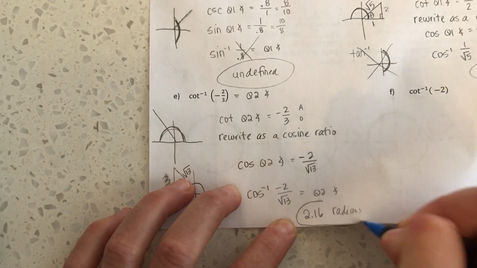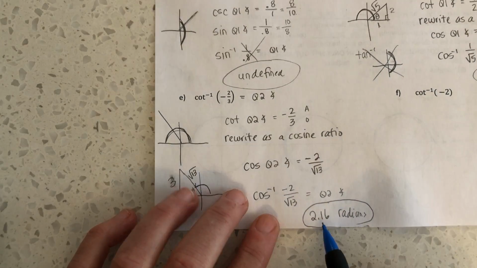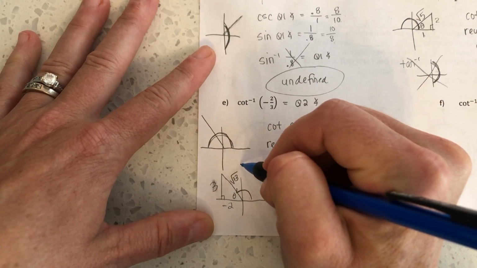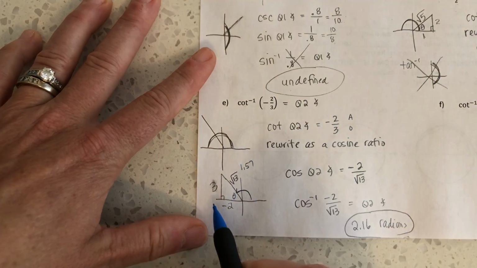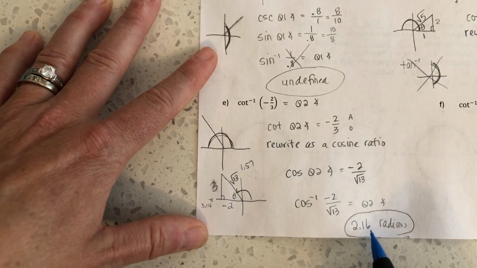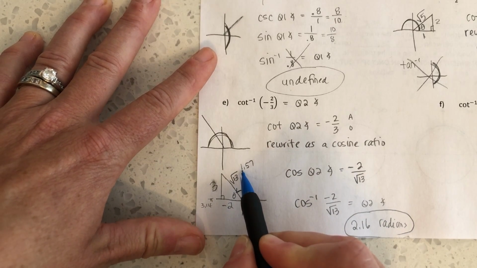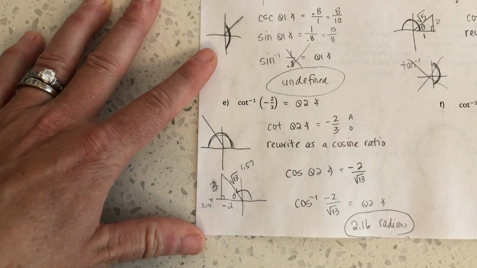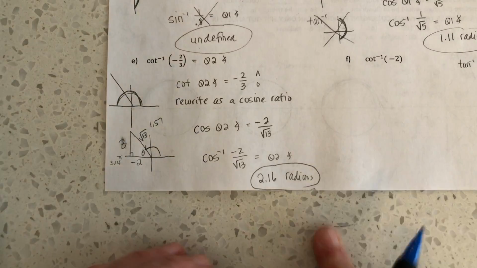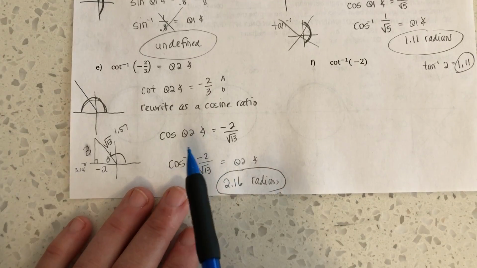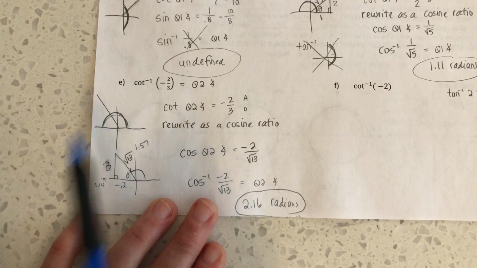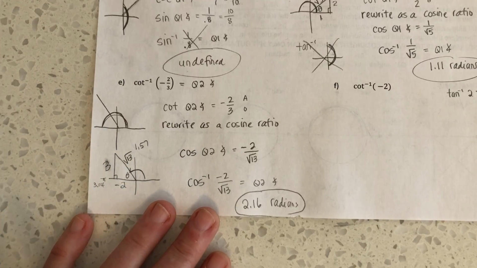All right, and is 2.16 radians a quadrant 2 angle? Yeah, because this is pi over 2, so this is 1.57 radians, and this is pi radians, which is 3.14. So is 2.16 in between 1.57 and 3.14? Yes, it is. That is a quadrant 2 angle in radian measurement. So again, this one definitely had to go to the inverse cosine because the inverse tangent never would have spit out a quadrant 2 angle. And we knew this had to be a quadrant 2 angle.